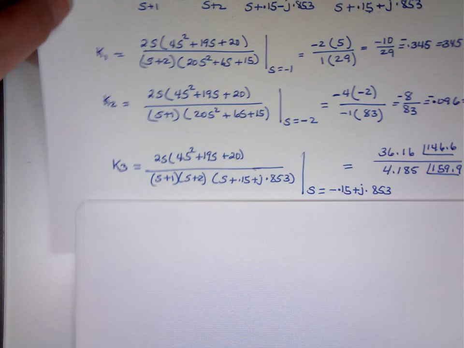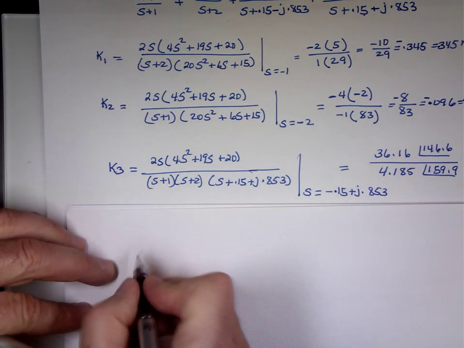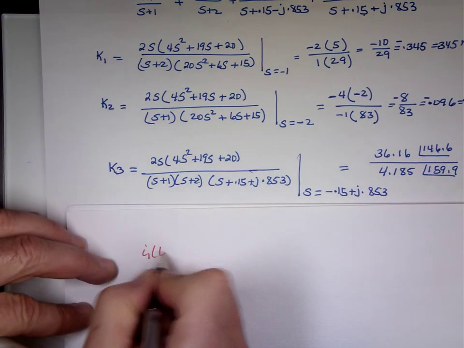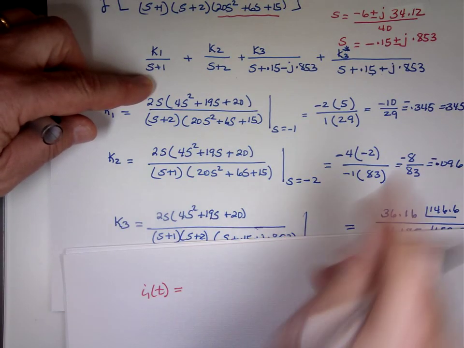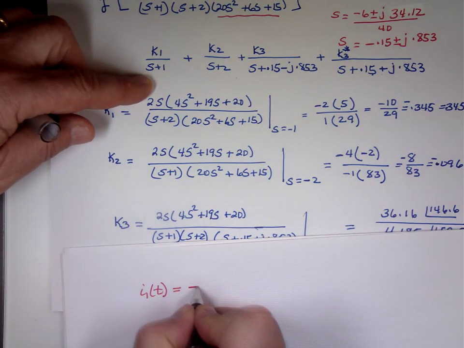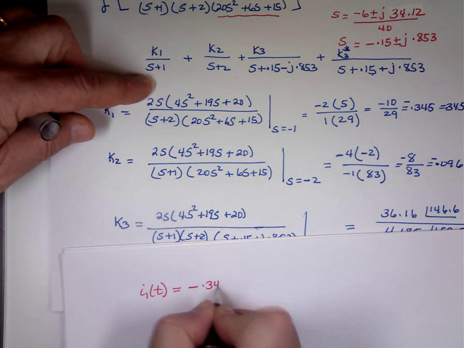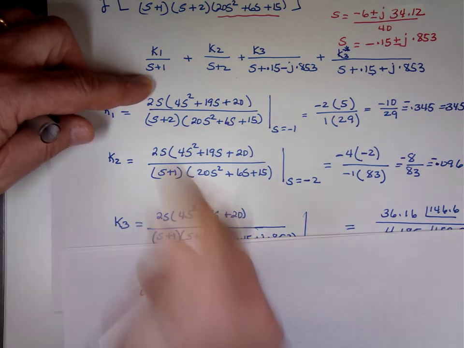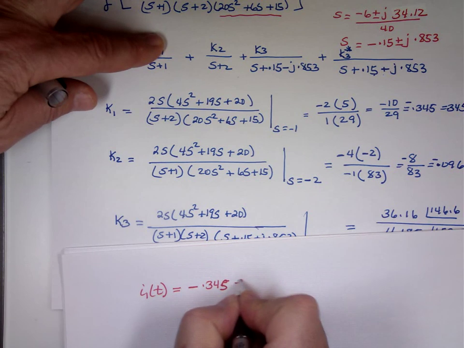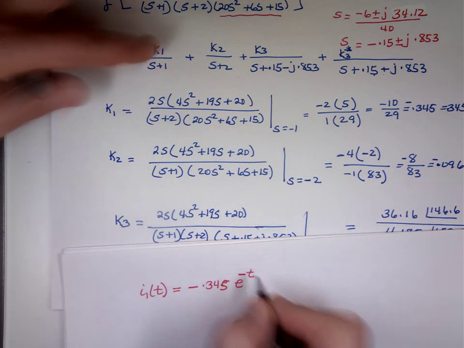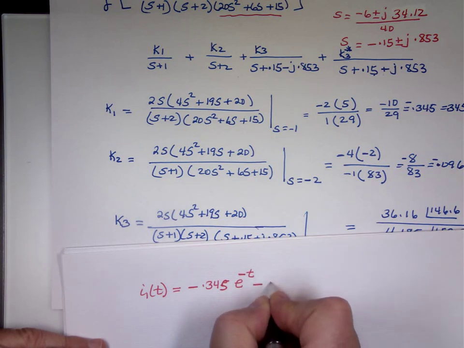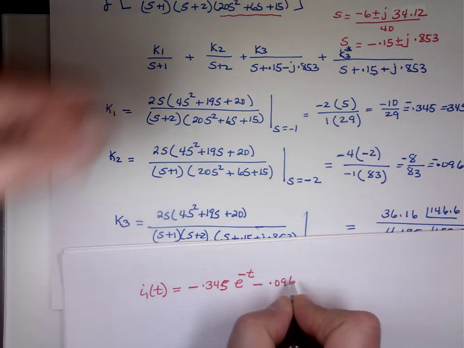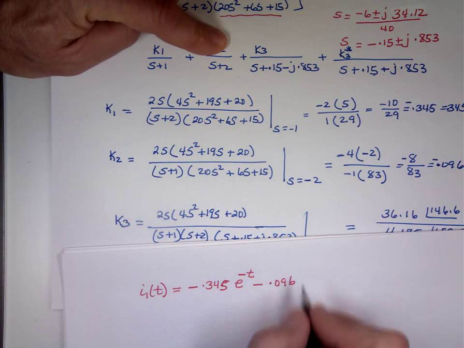What is I sub 1 as a function of time? What is the inverse Laplace of k1 over s plus 1? k1 is negative, so negative 0.345. The inverse Laplace of 1 over s plus 1, e to the minus t. Minus k2, 0.096. The inverse Laplace of 1 over s plus 2, e to the minus 2t.